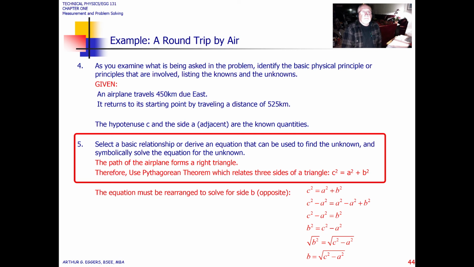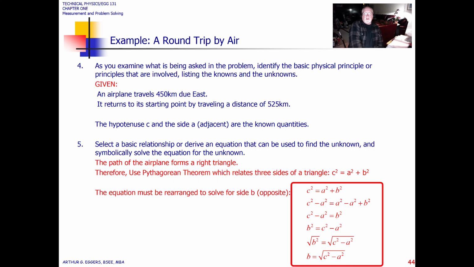Step 5, select a basic relationship or derive an equation that can be used to find the unknown and symbolically solve the equation for the unknown. So in this case, since we're using a right triangle, it makes sense that maybe we should start with the Pythagorean theorem because it relates the three sides of a triangle and how each side relates to the others. So you can start with the basic relationship, c squared equals a squared plus b squared, and start moving terms around because we know that what we're really looking for is side B.